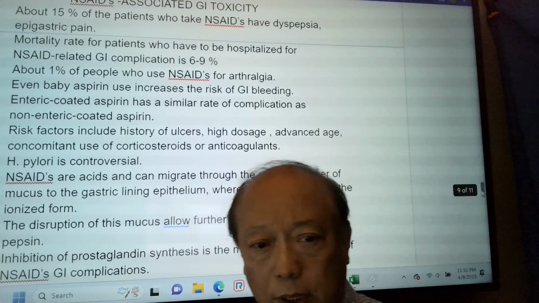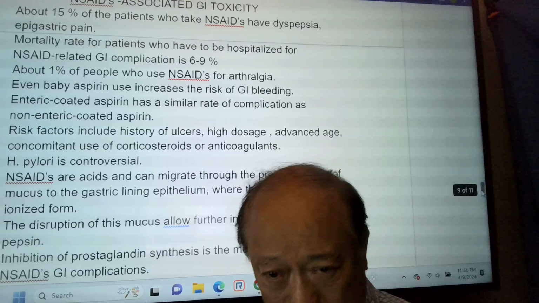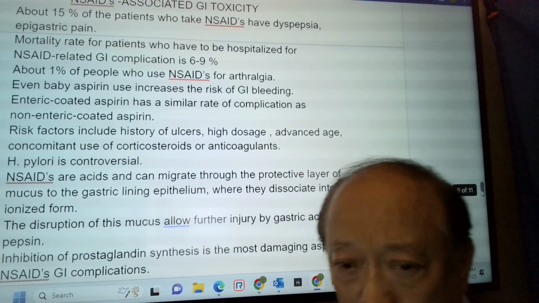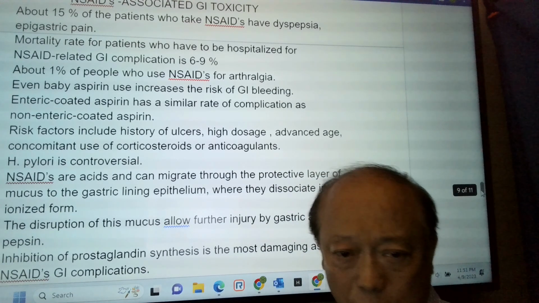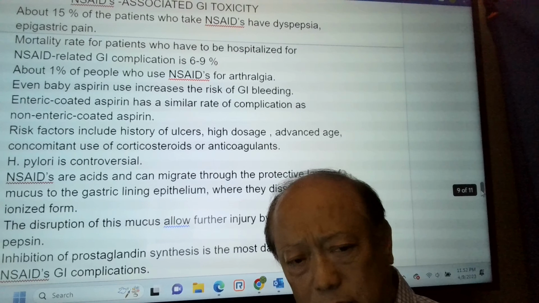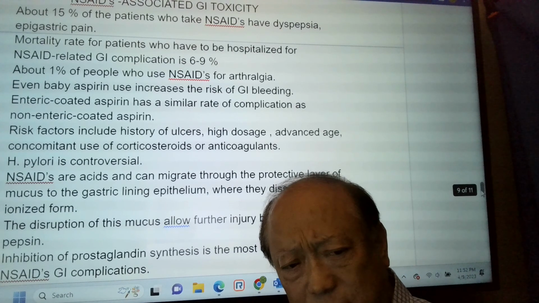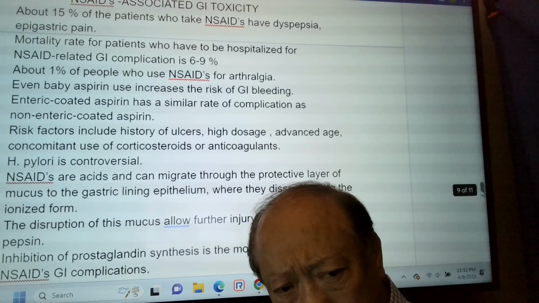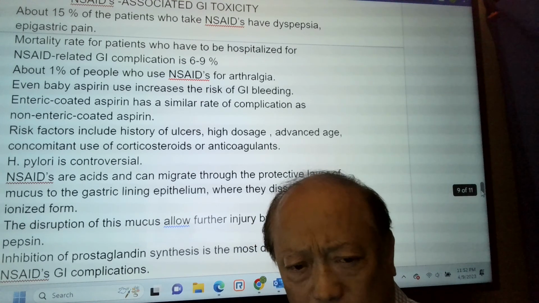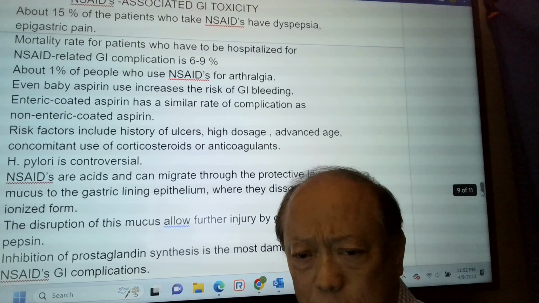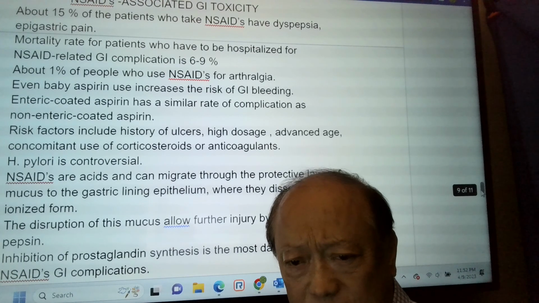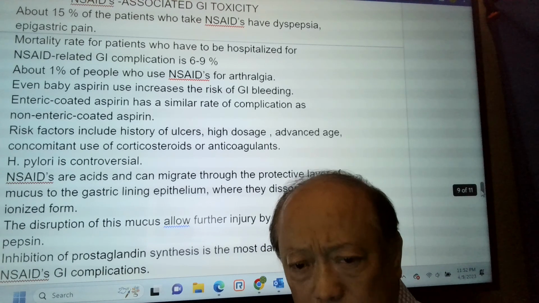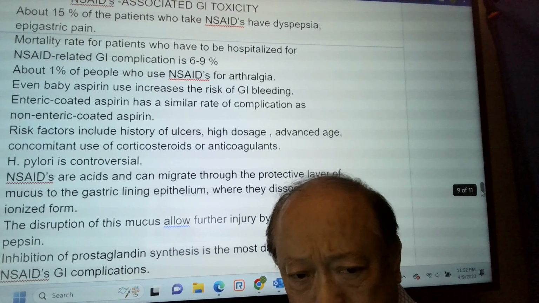Even baby aspirin use can increase the risk of GI bleed. Enteric-coated aspirin has a similar rate of complications as non-enteric-coated aspirin. This point seems to be widely accepted now. So enteric-coated does not protect like it should. Risk factors include history of ulcers, high dosage use of NSAIDs, advanced age, concomitant use of corticosteroids or anticoagulants.